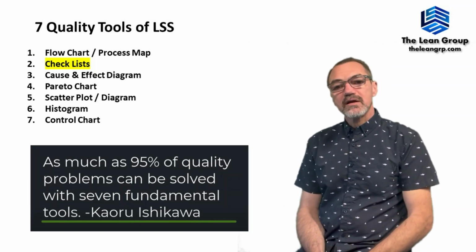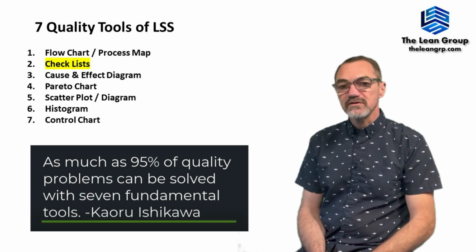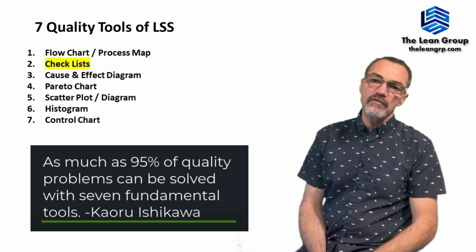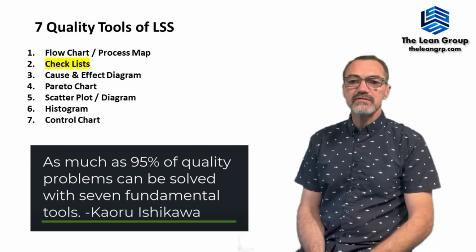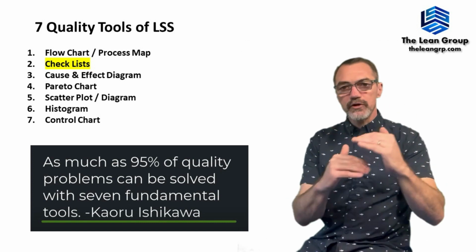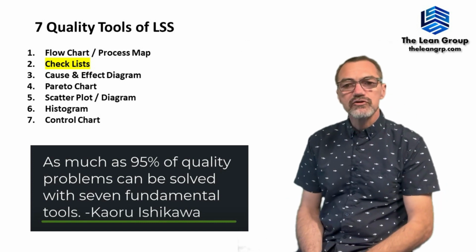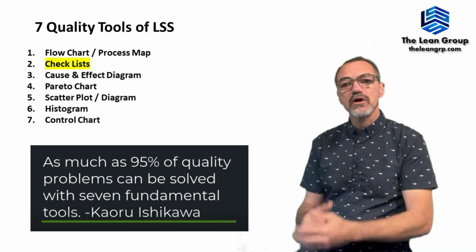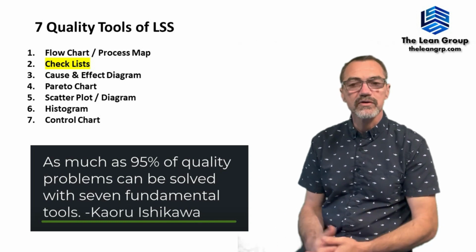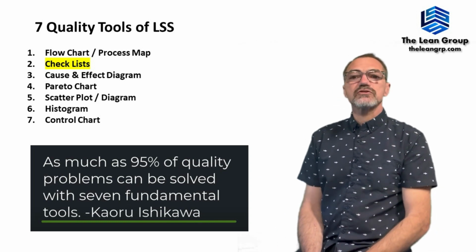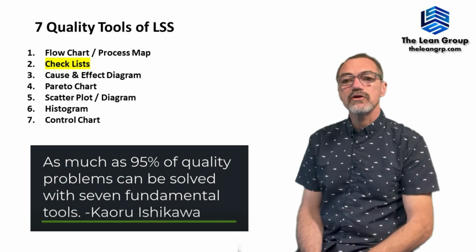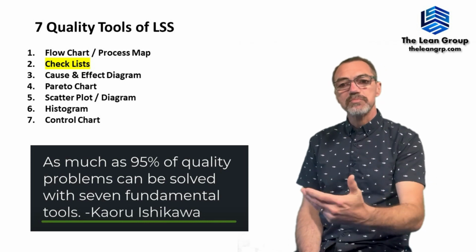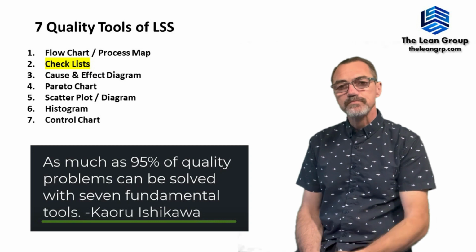Today we're going to talk about the second of the 7 quality tools of Lean Six Sigma. Last time we talked about the flow chart or the process map, which gives us, based on our swim lanes, a lane for each department, our critical path to get to the finished product that meets the customer's expectation, the customer's voice. So today we're going to talk about the checklist. Again, the second of the 7 quality tools that help us meet that expectation, which is the customer's voice.